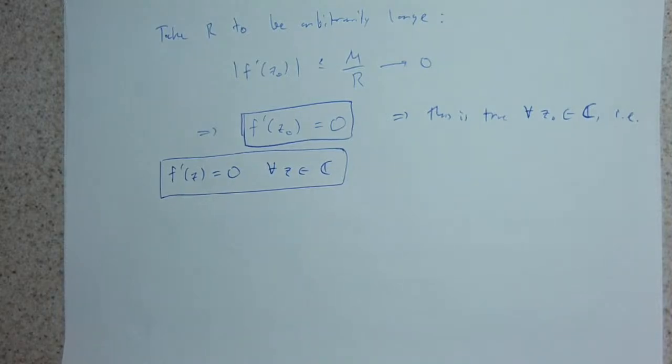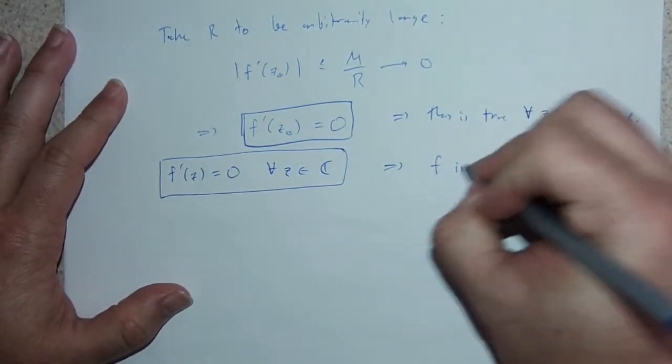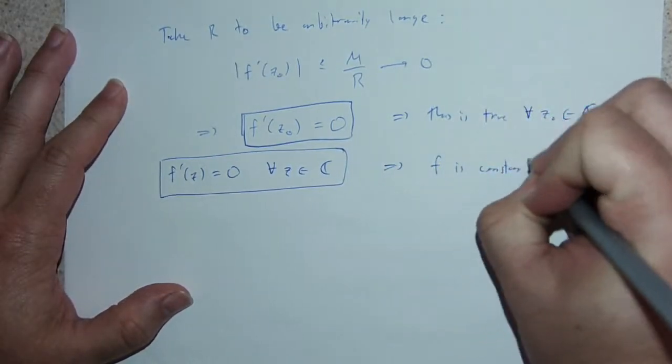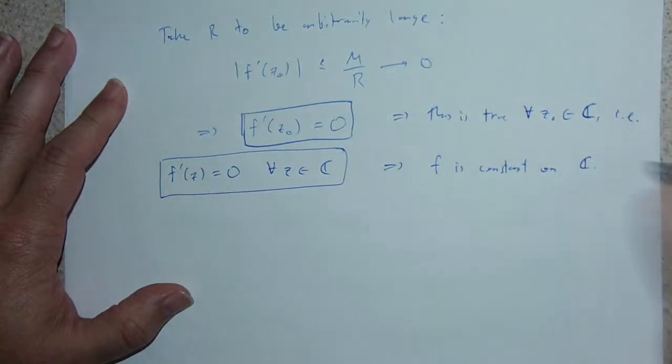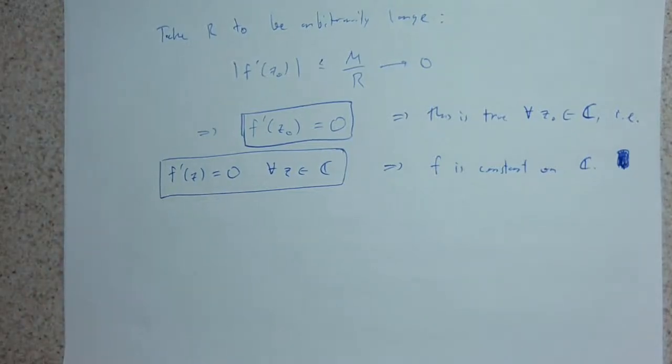But then this, we already know what this means. This is one of the first things we showed, right? Once we had talked about a complex derivative. This is one of the first theorems we proved. This means that f is constant on C. And that's it. So a bounded entire function is constant. Okay. This is a pretty amazing fact here.